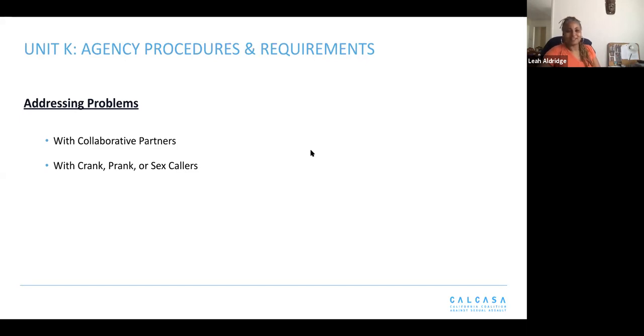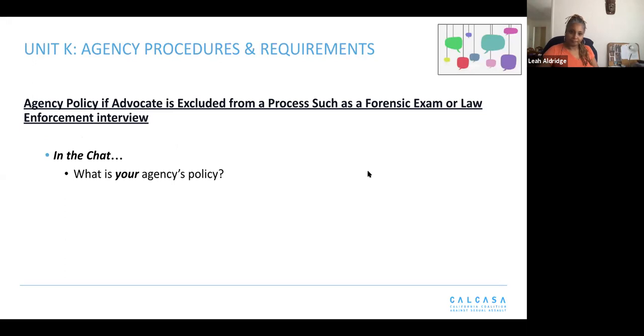Okay, very good. So it's really important that they address the problems. You don't want to make things worse. So your advocates need to be on board, and they need to be given a heads up. It's only fair to give them a heads up about the cranks and the chronics and the sex callers. And do we have one more slide, Sarah?